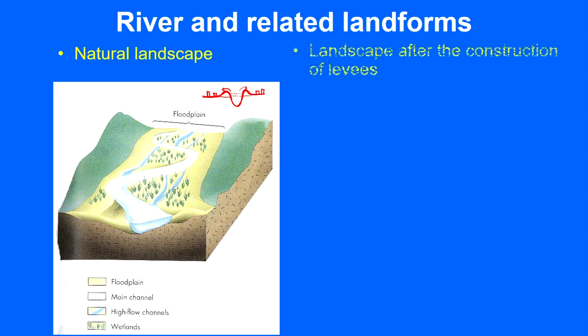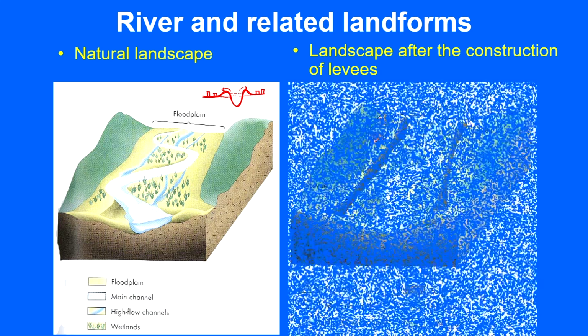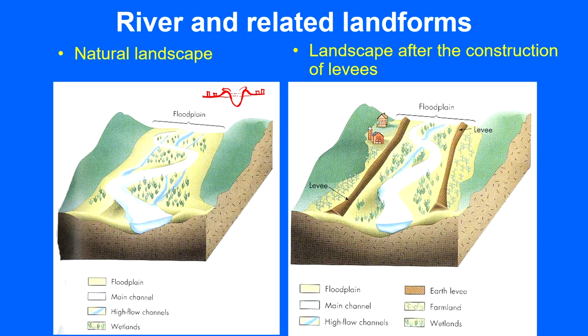But if you put in levees, that is, the landscape after the construction of levees, what you have done is that you have channelized the flow. Another term commonly used for this is river training. So, the river has been trained to flow through this path only. Okay. And then you can use this area for other purposes. So, this is what we are looking at: if you take the cross section, then you will find that it is something like this. Okay.